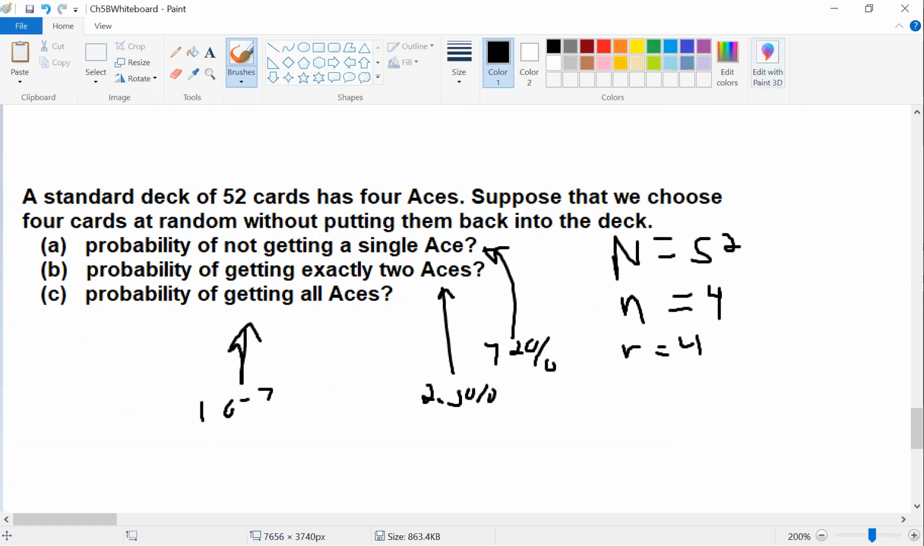Let me pull up the chat. Here's a catch though. In web work, if you change that 10 to the negative 7 to a 0, it's not going to take it. So technically we're done with material. If you want to leave now, you can.